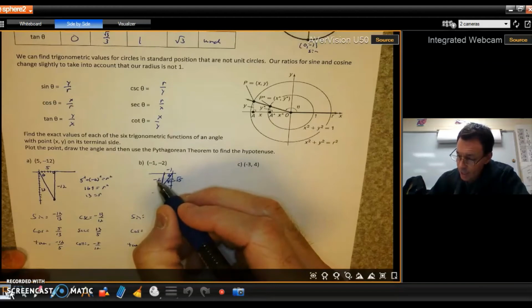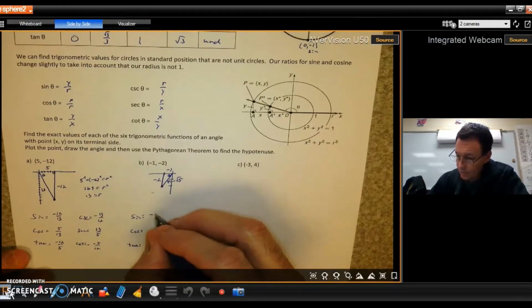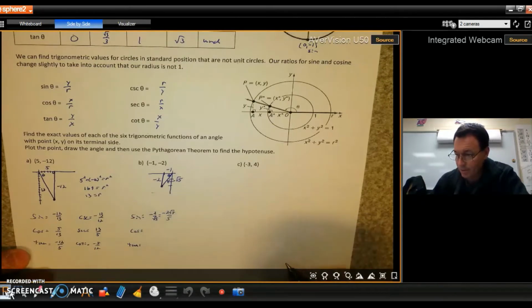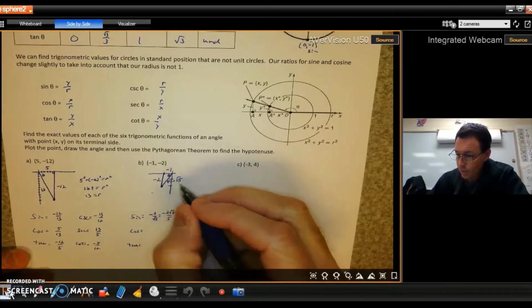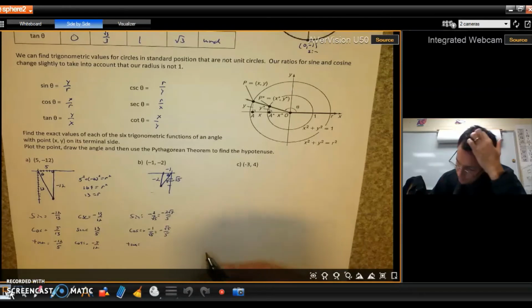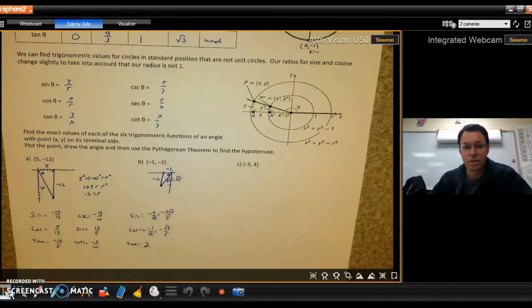Sine is going to be the opposite over the hypotenuse. So negative 2 over radical 5, which is negative 2 radical 5 over 5. That's the sine. Cosine is negative 1 over radical 5, which is negative radical 5 over 5. And then the tangent is negative 2 over negative 1, which is just plain 2. Okay, and that's what we would expect. We would expect that the tangent value is positive in quadrant 3.